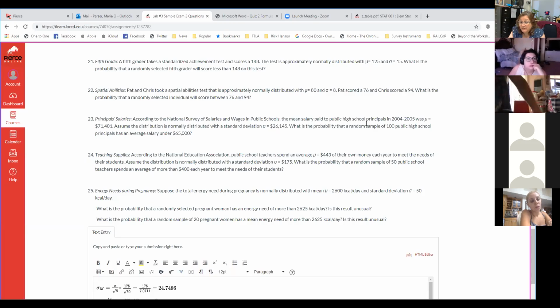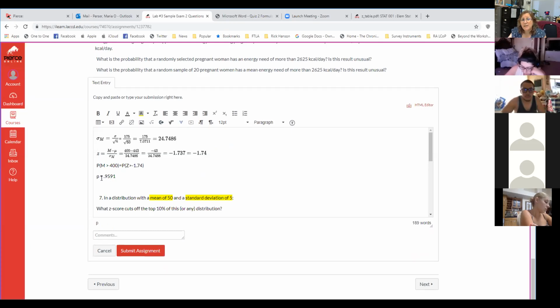And don't forget, I'm also going to ask, as I talked about last night, some questions about a particular probability. So is this unusual? Why or why not? A probability of 0.9591, is that an unusual event? The answer would be absolutely not, because it's not less than 0.05, and the z here is not bigger or smaller than 2.